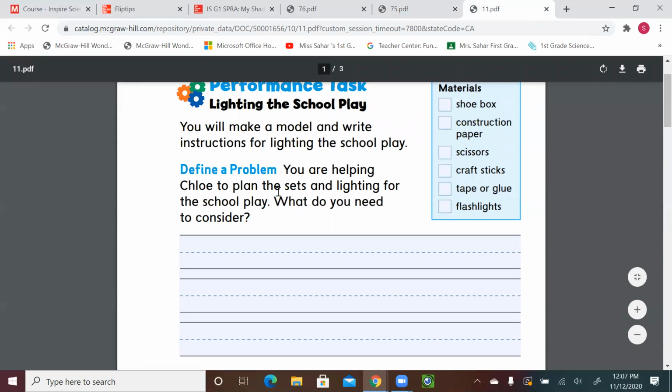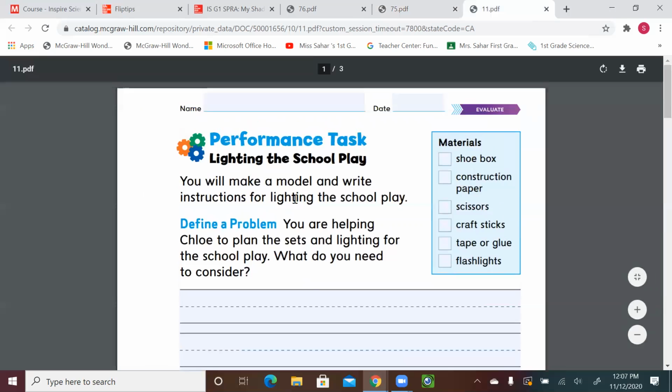Okay, let's go to page 45. Okay, this is a little experiment or little project that you can do, or you can do something even simpler than that. But let's see what we have here. You will make a model and write instruction for lighting the school play. Define a problem. You are helping Chloe to plan the sets and lighting for the school play. What do you need to consider? So this is the materials you need if you want to do this project. So let's go through. You need a shoebox, your construction paper, scissors, craft sticks, tape or glue, and flashlights.